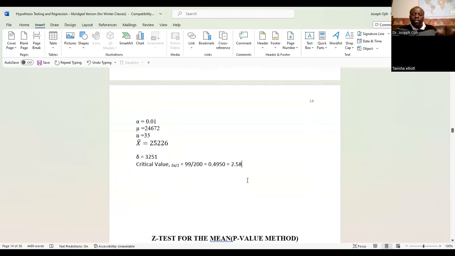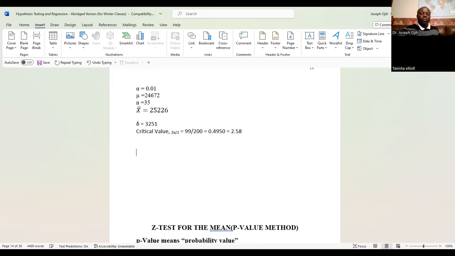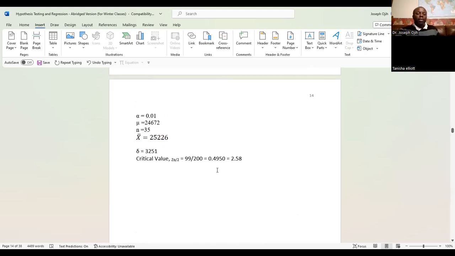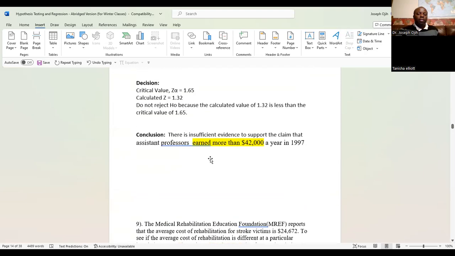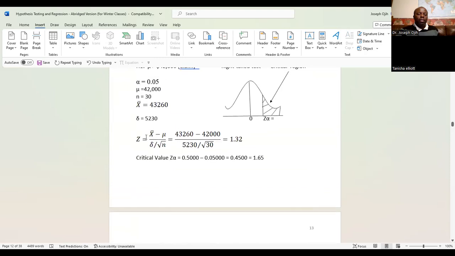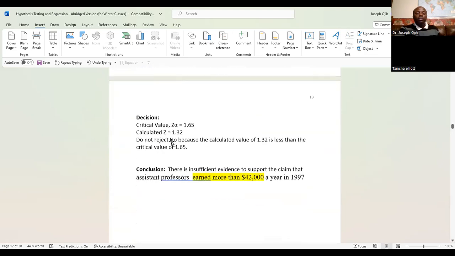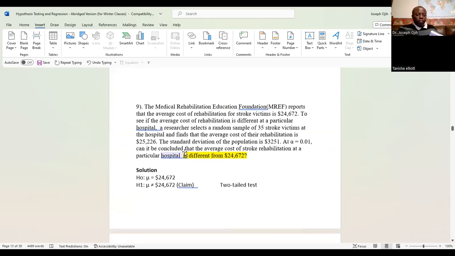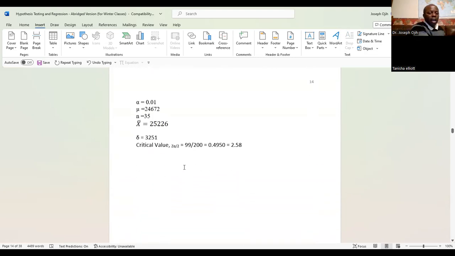Now we're ready to run the test. So let us run the test. Remember the formula is Z equals X bar minus mean divided by standard deviation over root n. So let's put all this in the calculator. Let me write this down. I have everything written down. 3251. Let's put it on the formula paper.